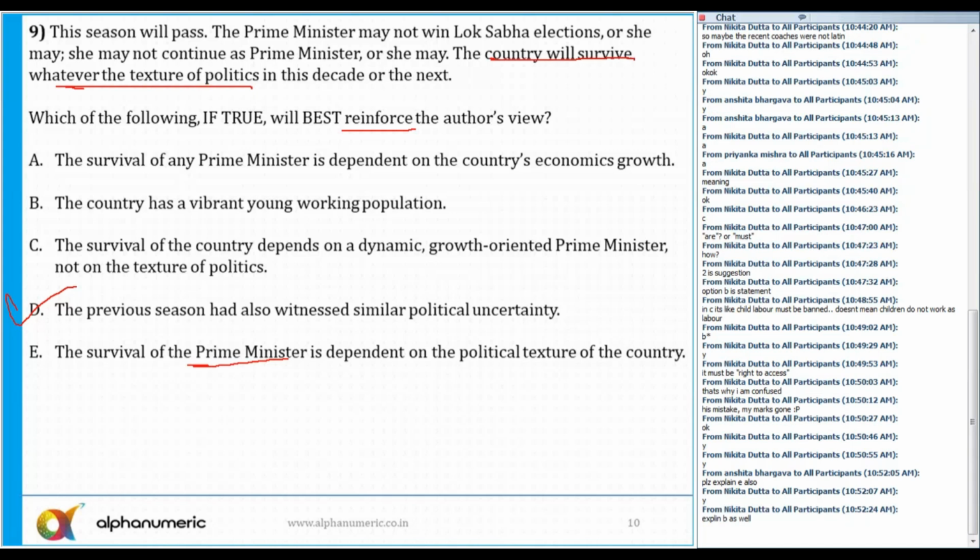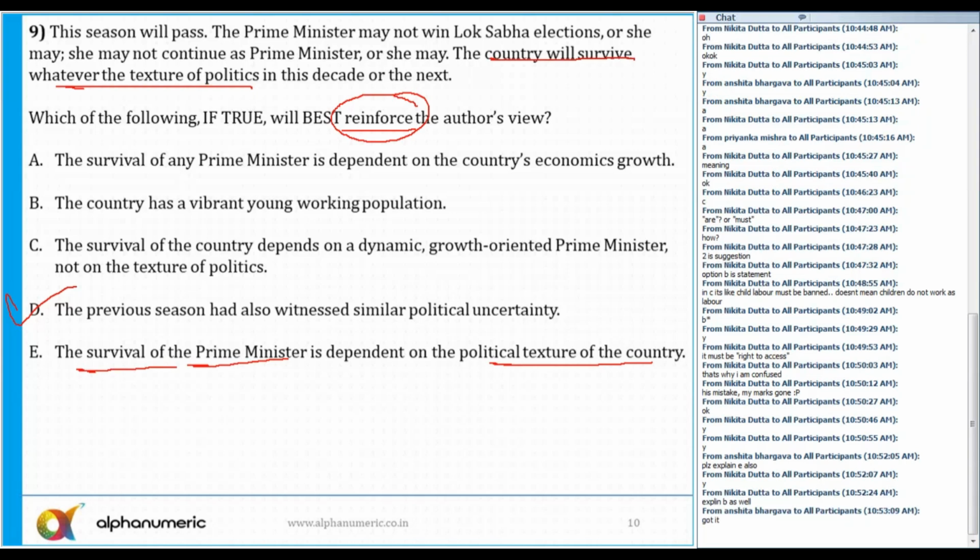Now, in number E, if you say that the prime minister's survival depends on the political texture of the country, this may be a conclusion. This is not what is supporting the author's view. You have to strengthen the author's view. You have to prove that no matter who comes, the country will survive. That is the question. You have to prove this. So I can say that the previous season also had witnessed similar political uncertainty.